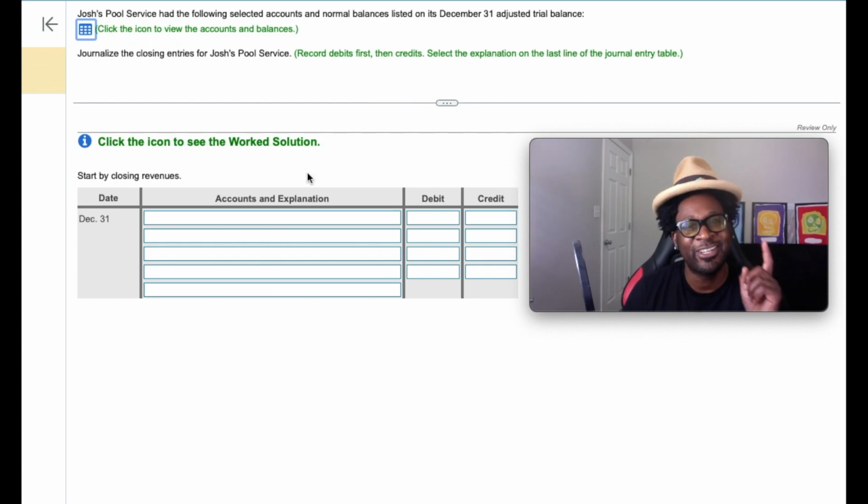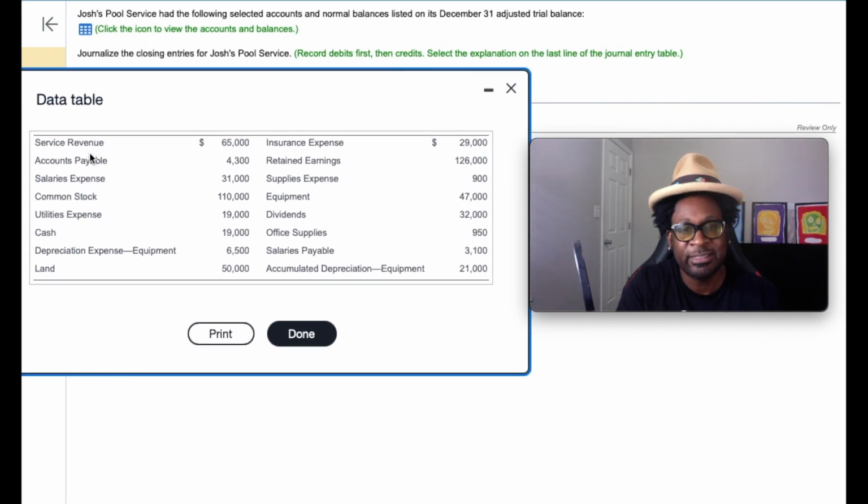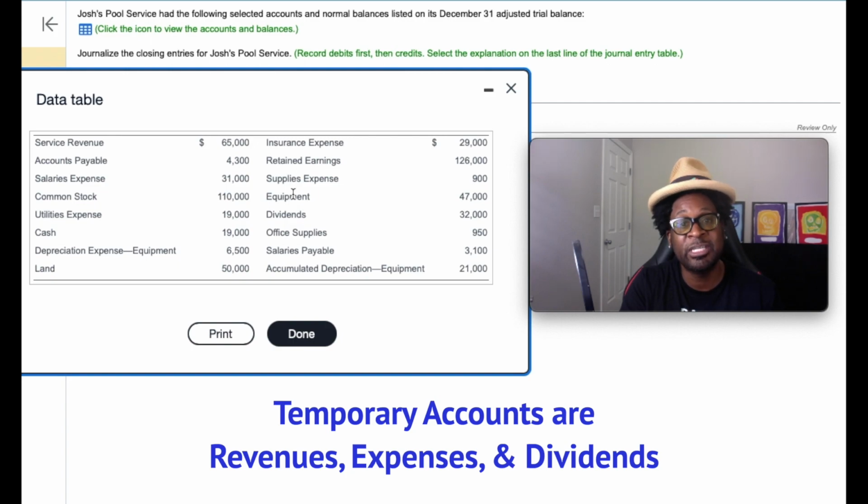But before we start, let's take a look at those account balances. So based on this list, some of these accounts will be closed out. So we need to go through each account to recognize whether it's a temporary or permanent account. We know, gang, that the temporary accounts are going to be all our revenue, expense, and dividends accounts. Any other accounts are going to be permanent.